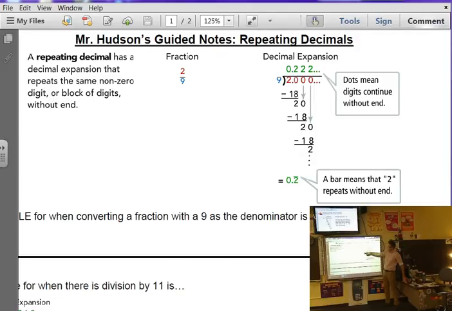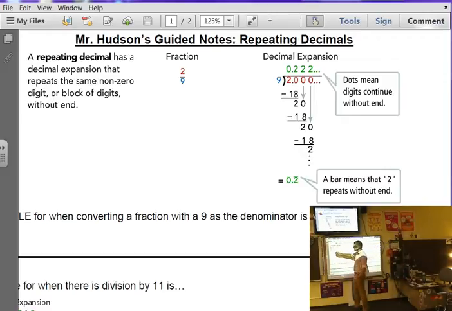Drop it down, I get a remainder of 2, drop it down, I get a remainder of 2, drop it down, I get a remainder of 2. I would not continue to do that, it would be insane, because I would just keep getting 2s.